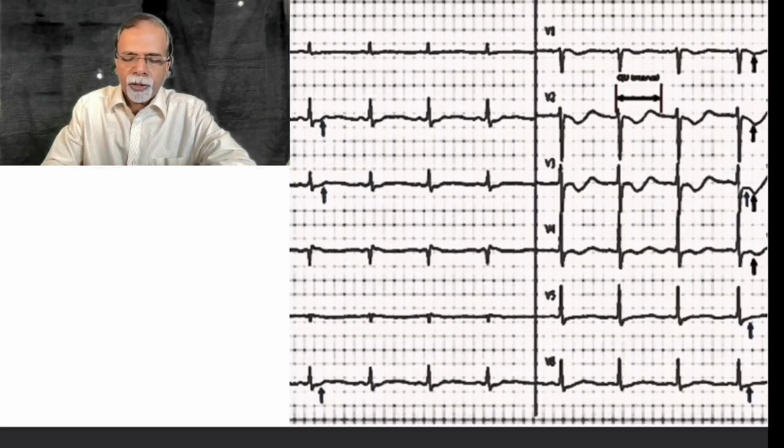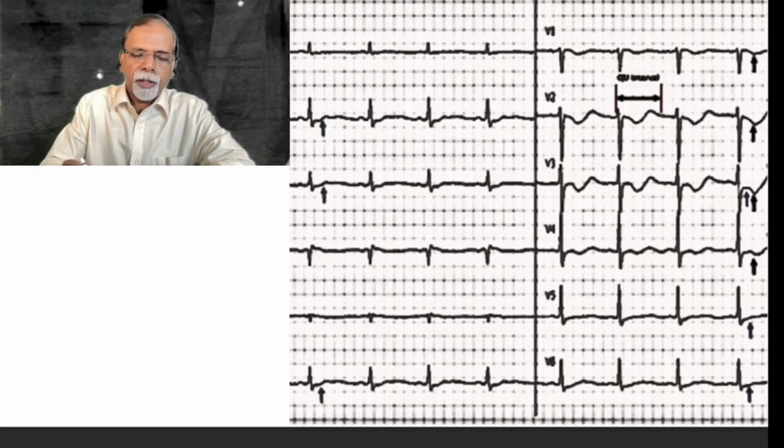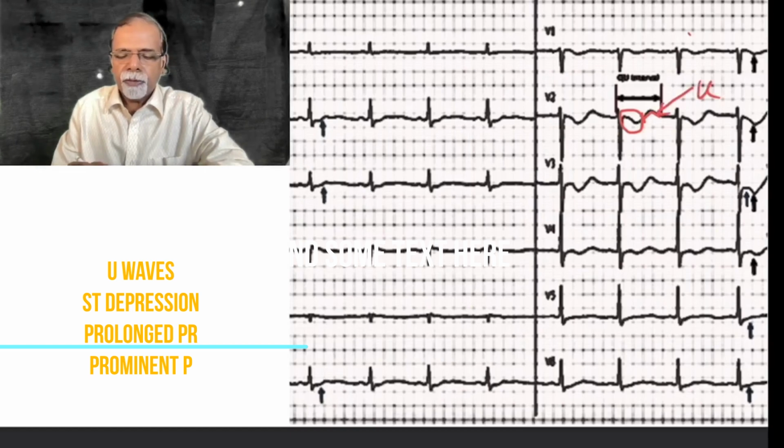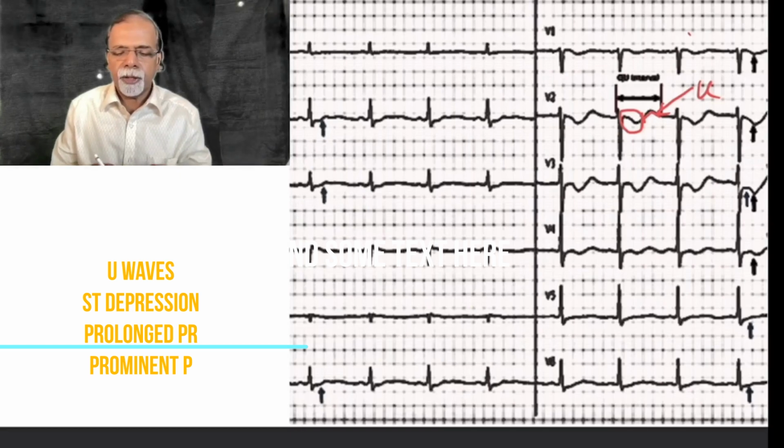So what you should look for is the mid-precordial leads. The classical findings are seen in V2 to V4. So here you can see that the ST segment is depressed, and there is a prominent wave here. This is actually the U wave. The appearance of U wave in mid-precordial leads is a classical finding that you get along with ST segment depression.